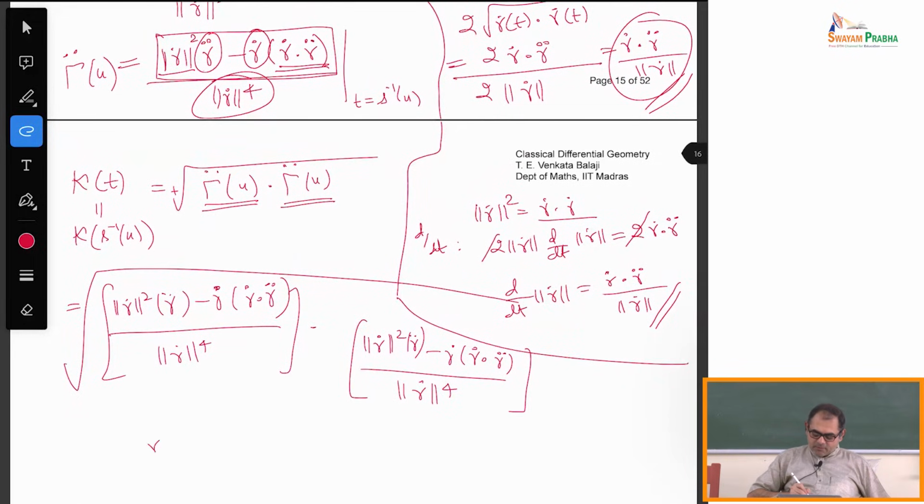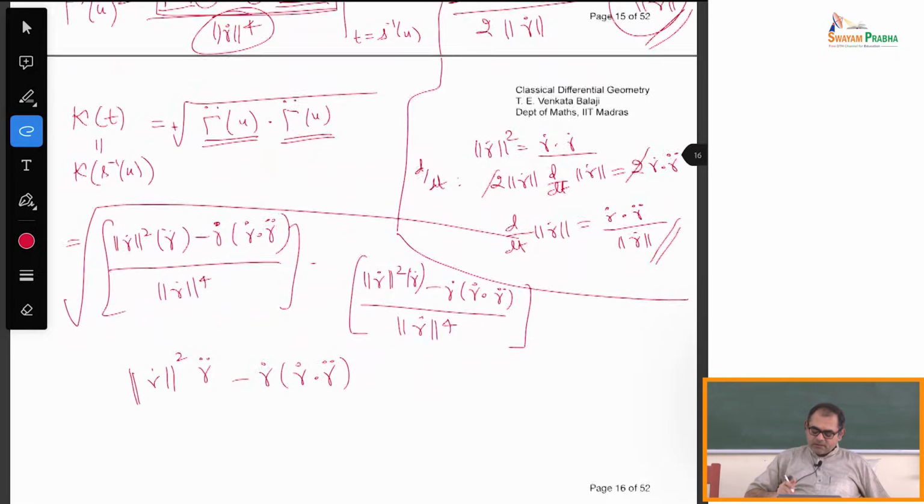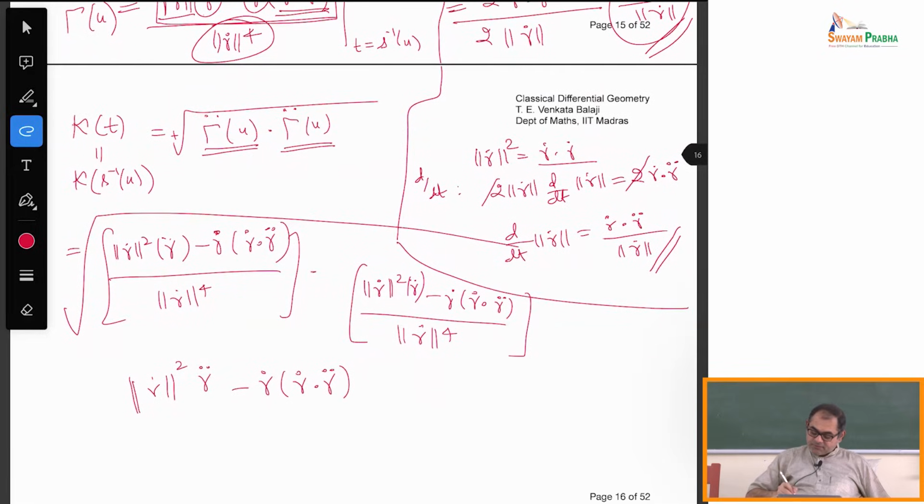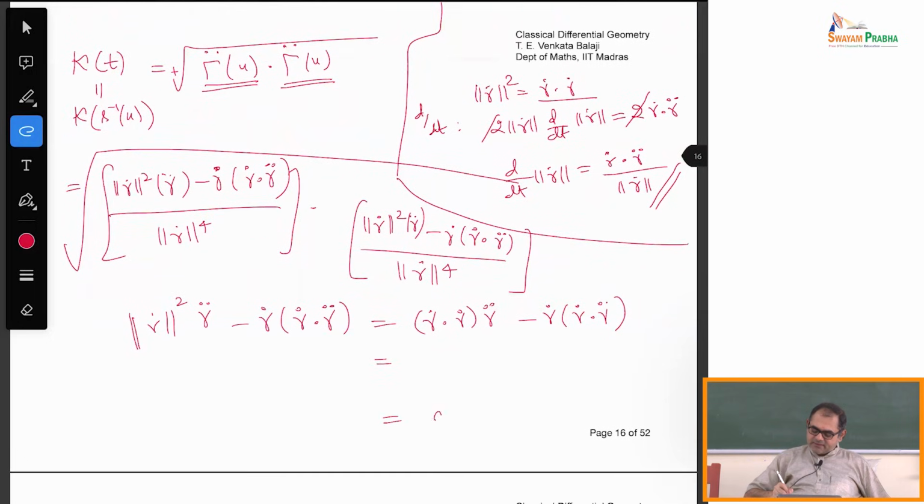So look at this term: gamma dot squared gamma double dot minus gamma dot times gamma dot gamma double dot. Note that norm gamma dot squared is again gamma dot dot gamma dot. So you will get gamma dot gamma dot into gamma double dot minus gamma dot into gamma dot gamma double dot. This is actually A cross B cross C.